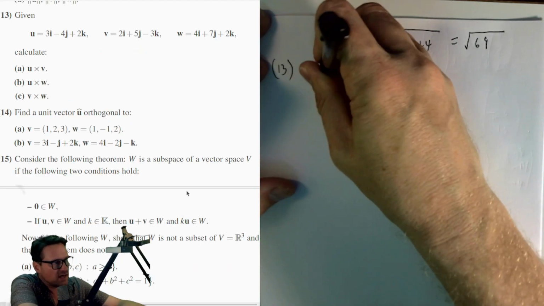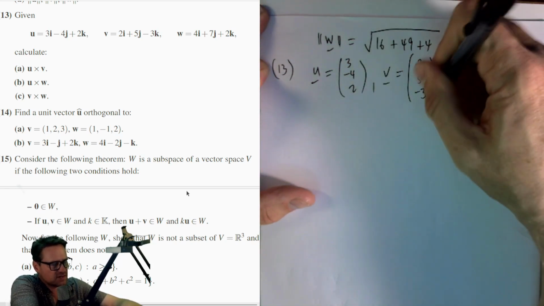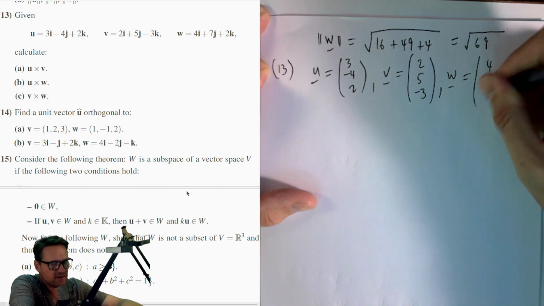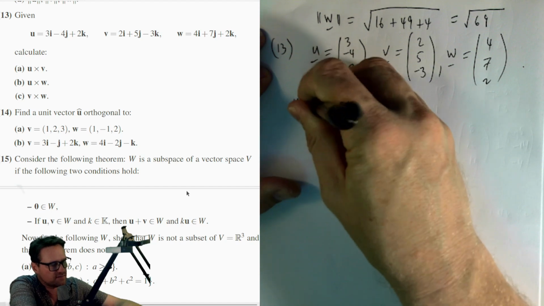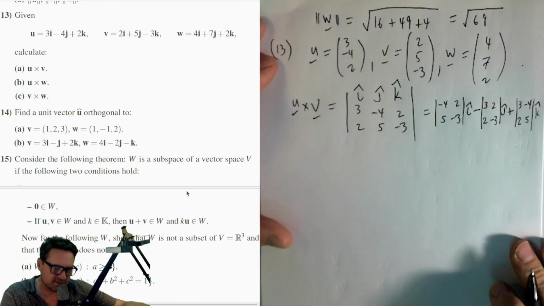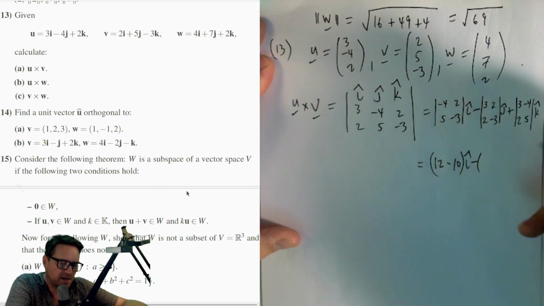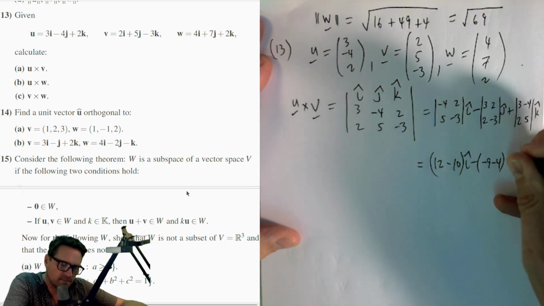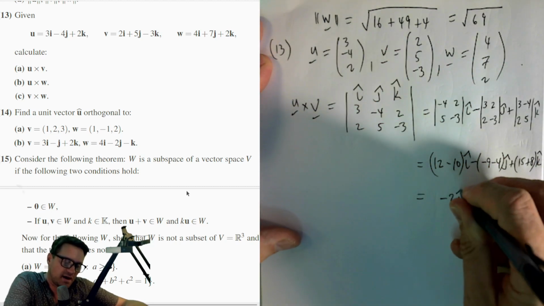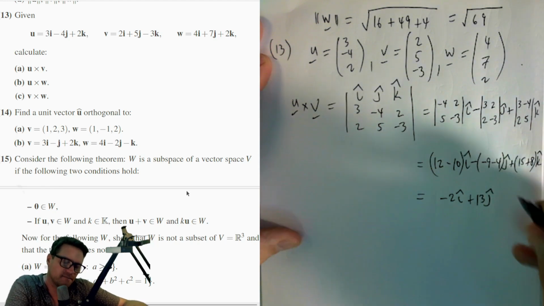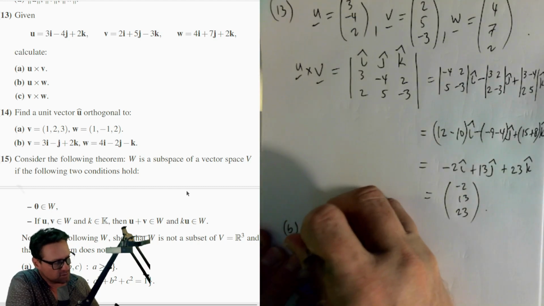Question 13. So we have u equal to 3 minus 4, 2, v equal to 2, 5 minus 3, w equal to 4, 7, 2. And we are asked to calculate cross products. Okay, so u cross v is this. Okay, so simplifying this, we have 12 minus 10 i hat minus 9 minus 4 j hat plus 15 plus 8 k hat. So that's minus 2 i hat plus 13 j hat plus 23 k hat, which we can write as a column. Part B, u cross w.